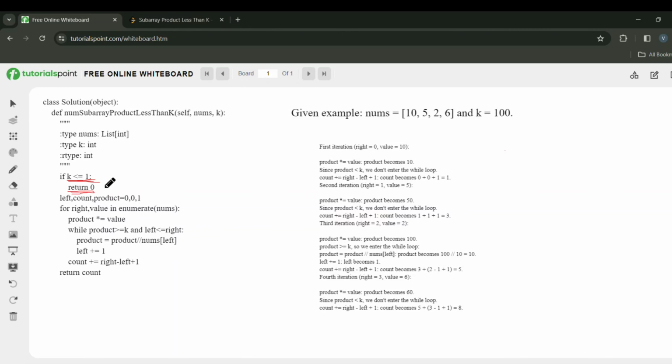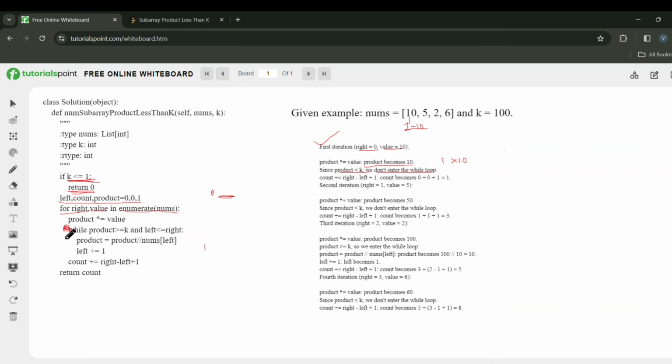So the first condition is whenever k is less than 1, we have to return 0, because we know that nums contains values from 1 to 1000, so the product will never be less than 1. Initializing left is equal to 0, count is equal to 0, and product is equal to 1. Let us start the for loop. For right and value in enumerate nums, right will contain the index of the value in nums. So here 10 is at the 0th index, so 0 will be in right and value will have 10.